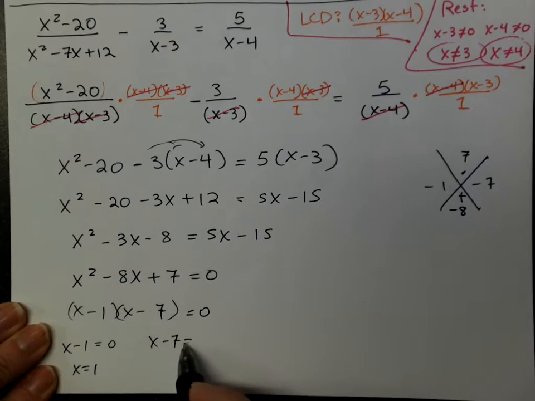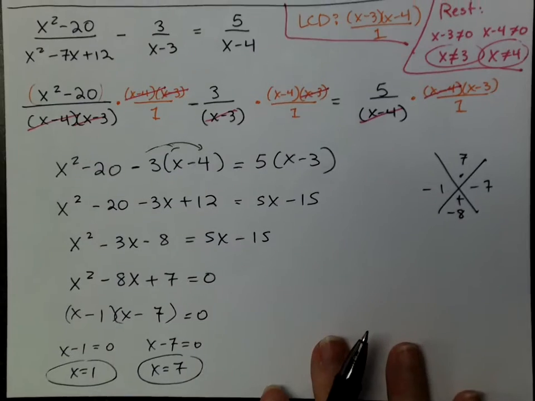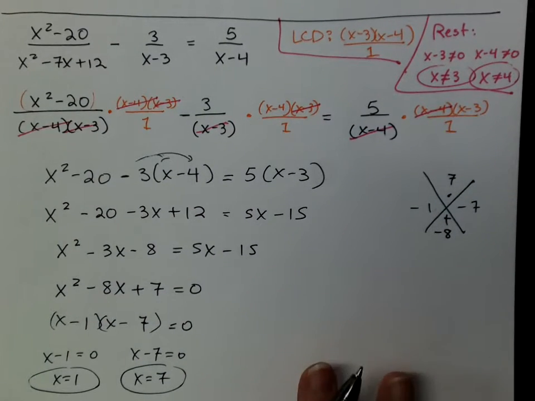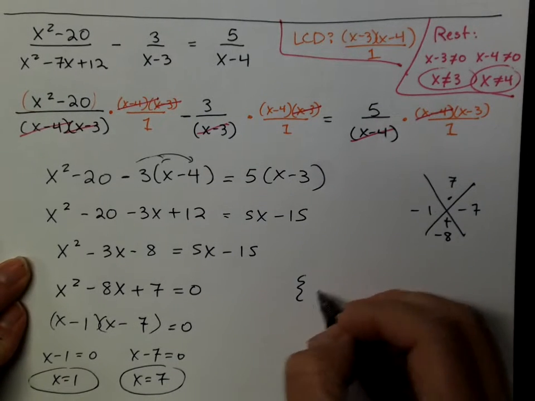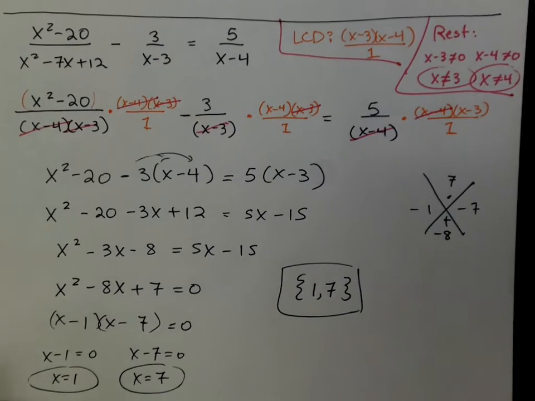1 and 7. Before I put them in set notation and move on, are they good? Yes, those are the 2 good solutions to this polynomial equation, and they also are good for the original rational equation that we created the polynomial equation from. Put them both in set notation, comma separated list, and you're done.